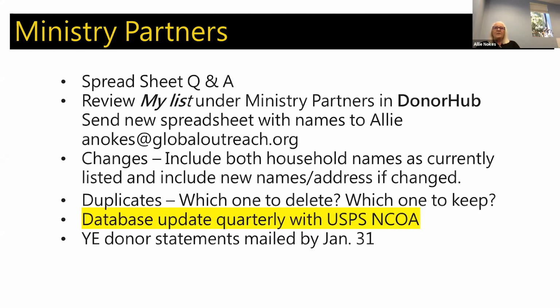And as you go on and look under your ministry list on Donor Hub, if it says invalid address, that means their mail is being returned. So if you have any information on them, please let me know. If you have an email address on them, that's why if you include that, then we can email them and let them know, hey, your mail is being returned, you forgot to update us, can you do that?